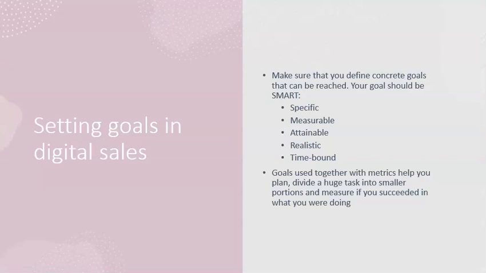Then moving on to setting goals in digital sales. All your sales goals should be formed with the SMART formula, so they are specific, measurable, attainable, realistic, and time-bound. It means that they should be detailed enough. You should be able to measure if you have reached those goals, and they shouldn't be so unrealistic that you cannot reach them during that specific time, for example 6 months or so.